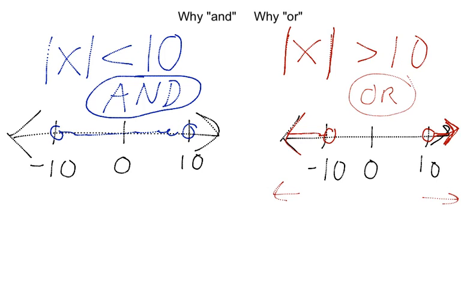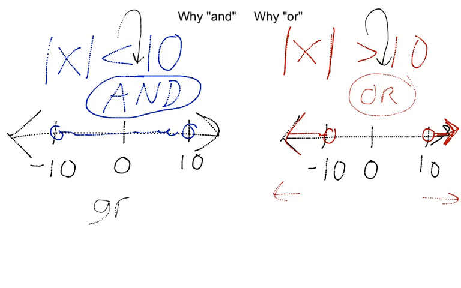So less than with absolute value corresponds to "and," and greater than with absolute value corresponds to "or." There's also one more kind of, I don't know if it's a mnemonic device or a play on words, I'm not sure what to call it exactly, but you can think about it this way.